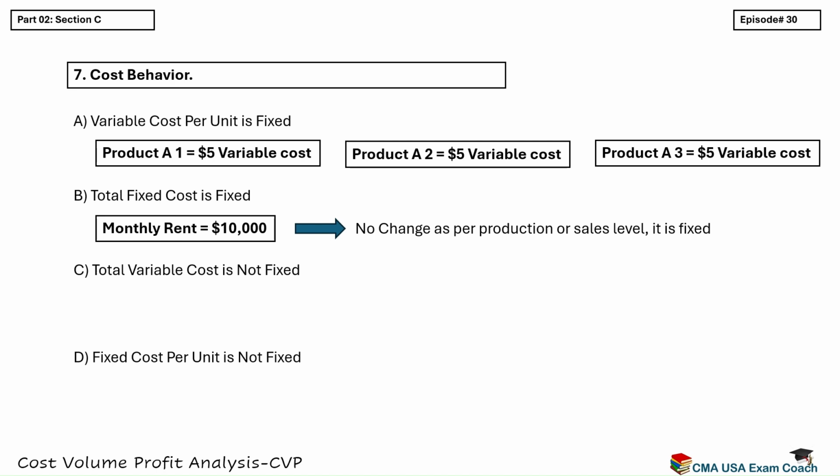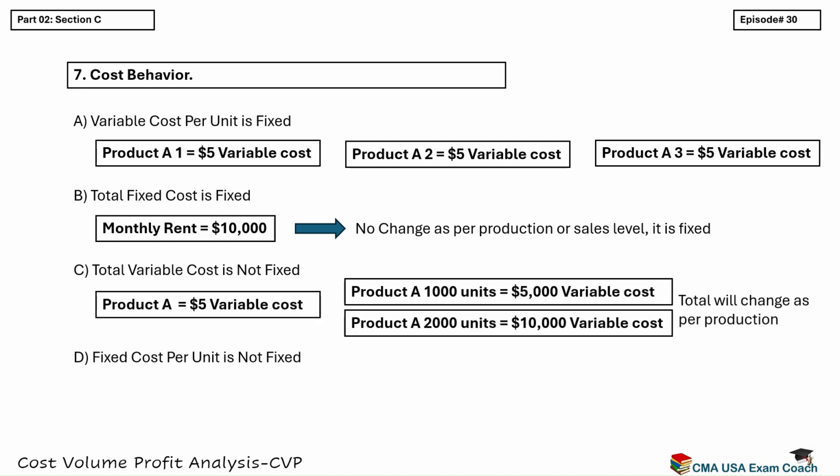Now, this may sound confusing at first. We just said variable cost per unit is fixed. So, what does this mean? Here, we are talking about total variable cost, not per unit. Total variable cost is not fixed. It changes in proportion to the number of units produced or sold. For example, if variable cost per unit is $5, then, for 1,000 units, total variable cost equals $5,000. For 2,000 units, total variable cost equals $10,000. So, even though per unit cost stays the same, the total variable cost increases with volume. That's why we say variable cost is not fixed overall.